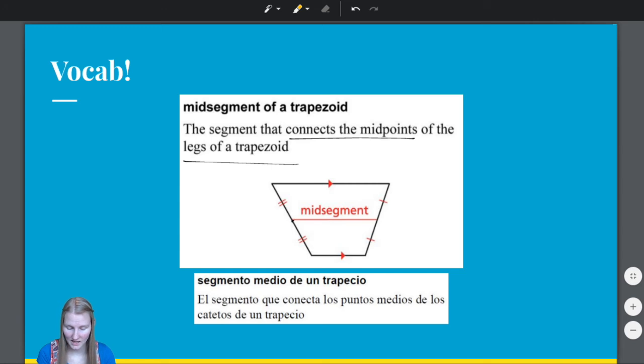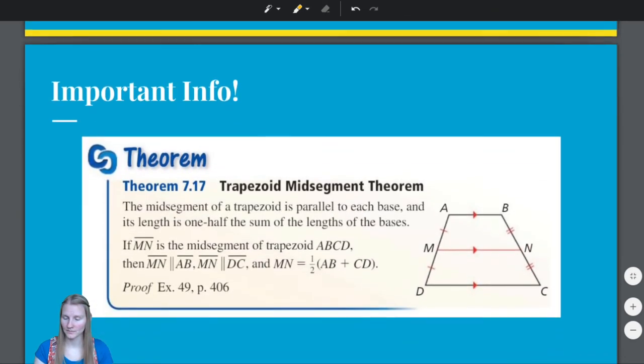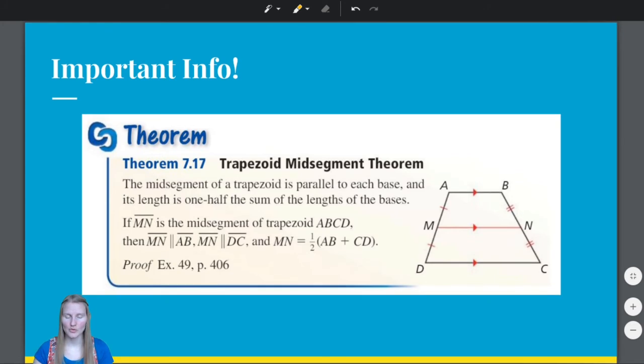We take the legs, and we take the midpoint of both of the legs, and when we connect them, that's our midsegment. Kind of just like a triangle, except we have 4 sides in a trapezoid. But midsegment is connecting the midpoints of the legs. Midpoints of the legs. Okay, now here's another theorem, the trapezoid midsegment theorem.